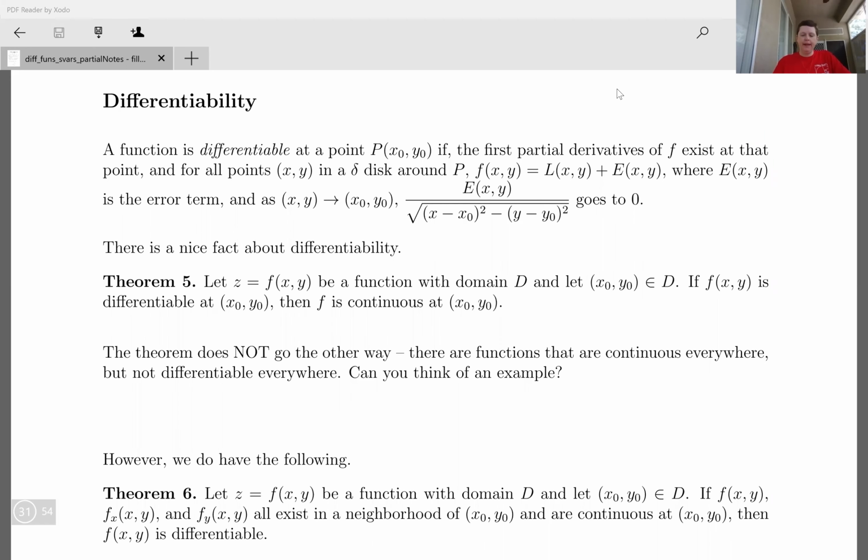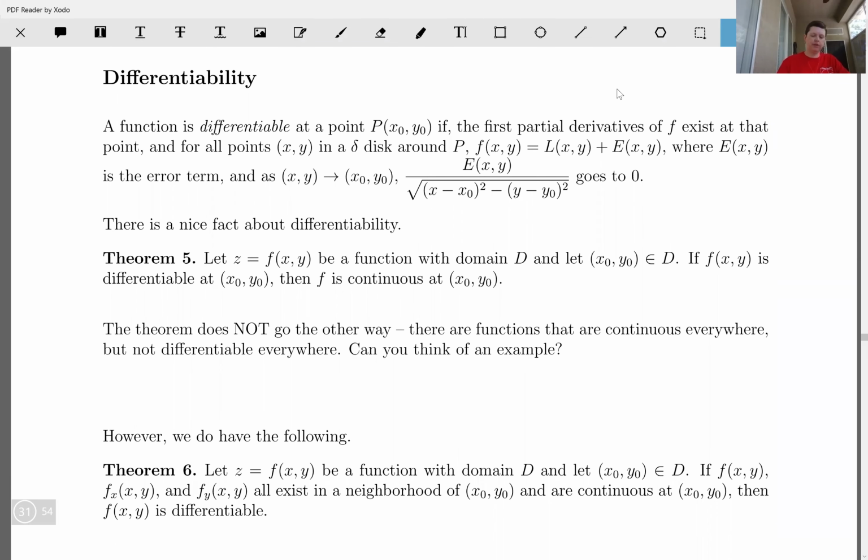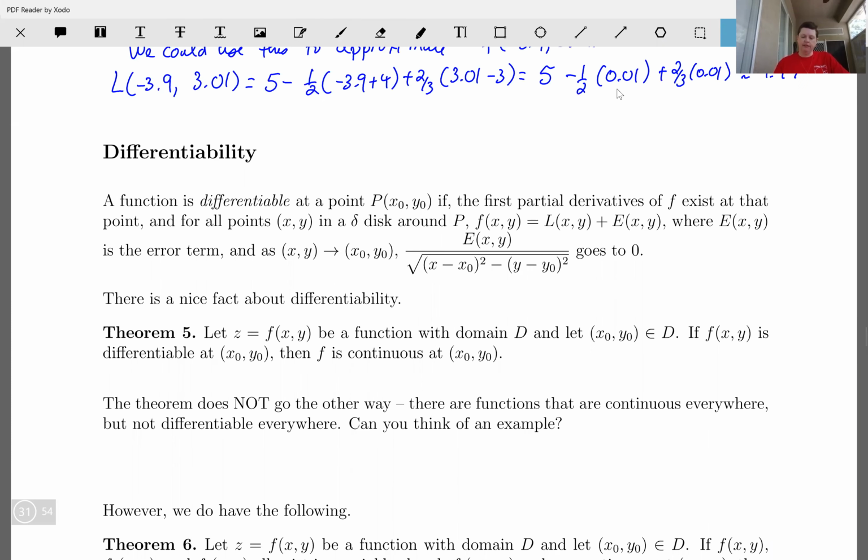And we're back. And for this video, we're going to talk about differentiability and differentials. A function f is differentiable at a point P, given by x sub 0, y sub 0, shockingly enough, if the first partial derivatives of f exist at that point, and for all points x, y in some delta disk around the point.